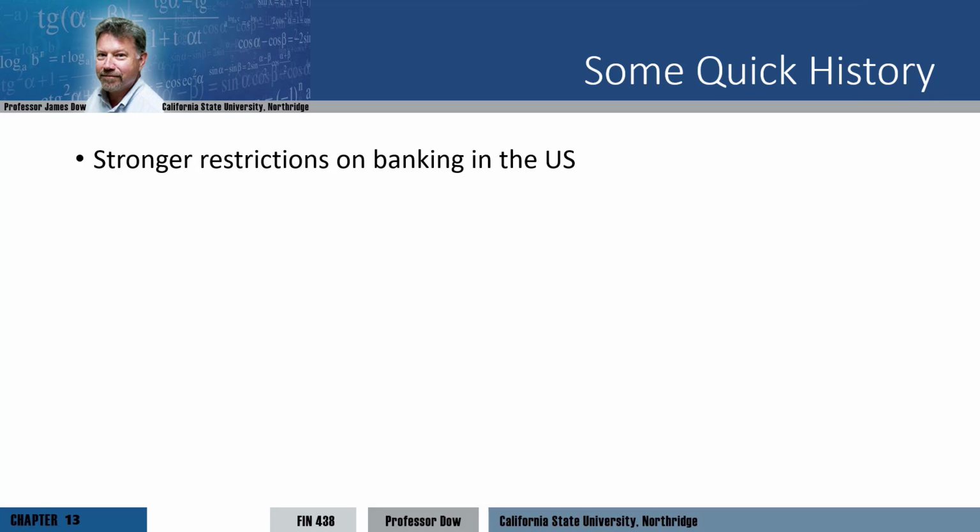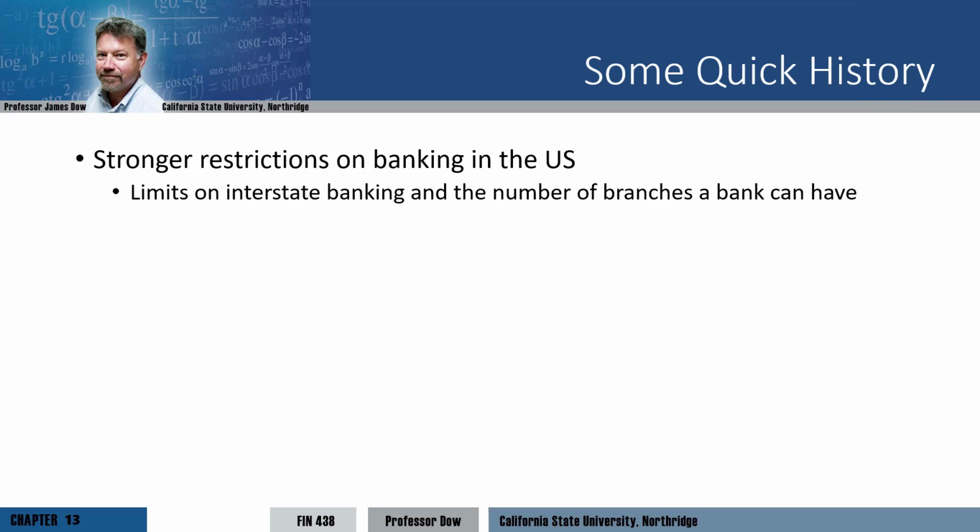For many reasons, there has historically been stronger restriction on banking in the U.S. than in other countries. In part, this has to do with the distrust of large financial institutions and efforts to reduce the effects of a banking panic. Historically, there were limits on interstate banking and often on the number of branches a bank could have. States played an important role in regulating the banks in their state.